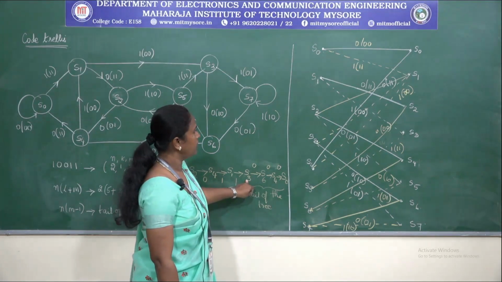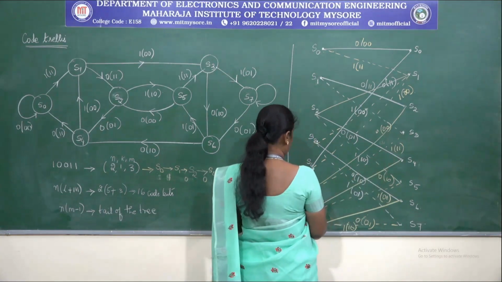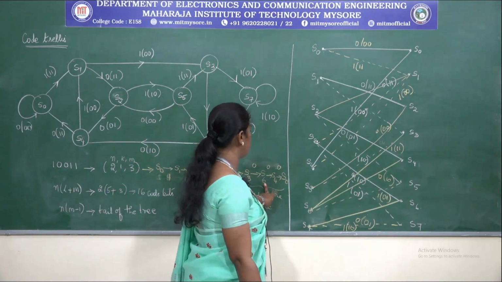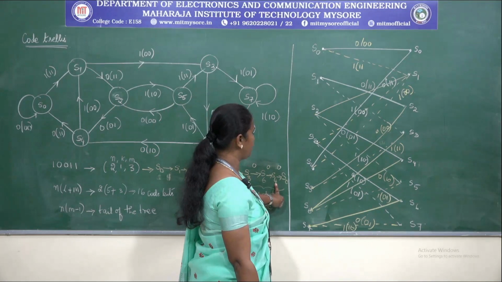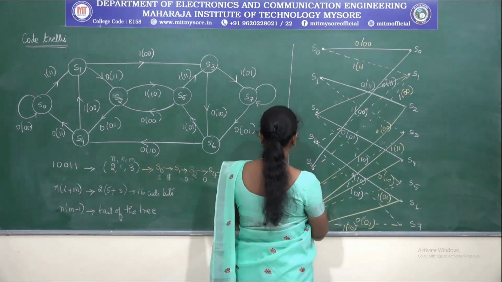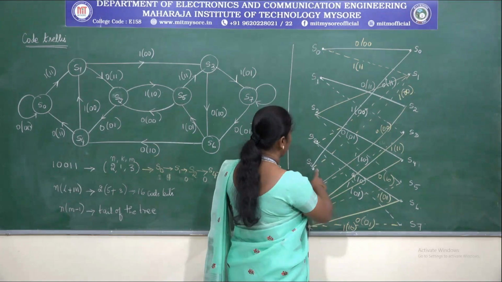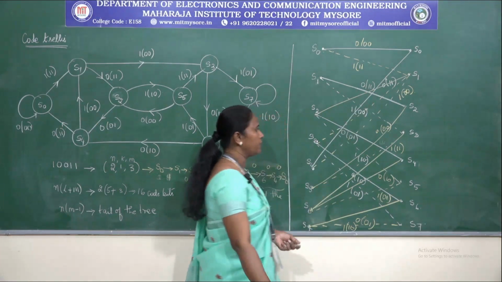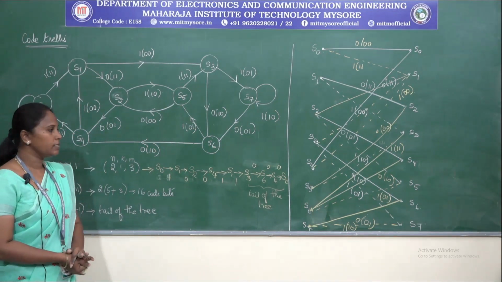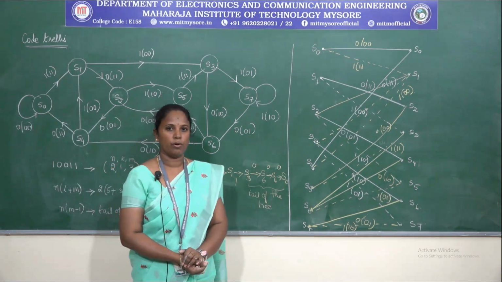S1 to S3, then S3 to S6. So S3 to S6 we don't have here. So this is S3 to S6. Then from S6 to S4, we already have a connection from S6 to S4. Then from S4 to S0, so S4 to S0 also we have a connection. Okay. So this is another way of representing the code trellis by looking into the state diagram. So this completes the 5th module. Thank you.